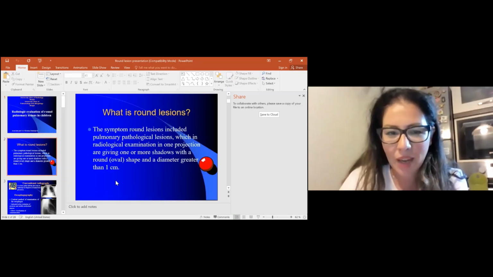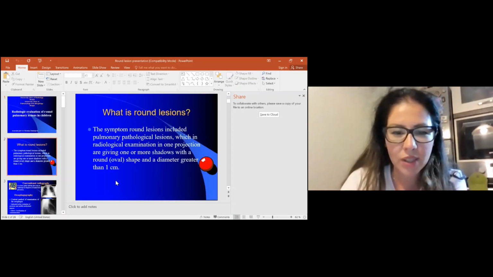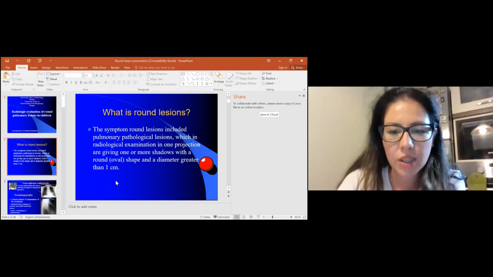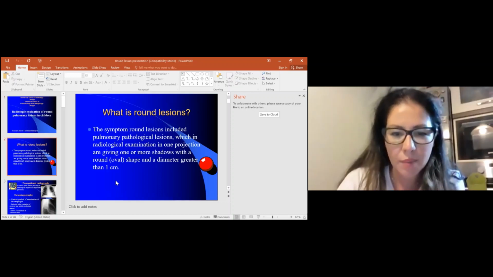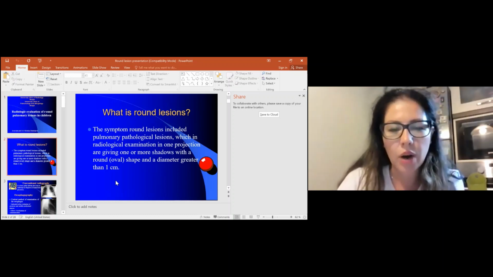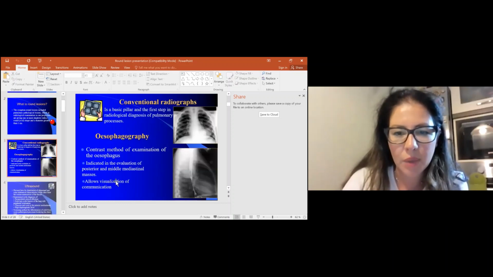What are round lesions? The term round lesions includes pulmonary pathological lesions which, in radiological examination in one projection, give one or more shadows with a round or oval shape in a diameter greater than 1 centimeter.